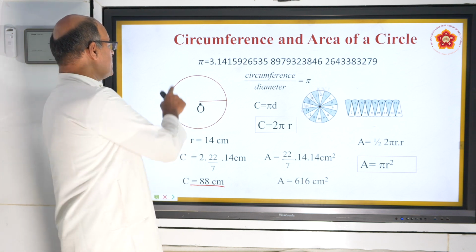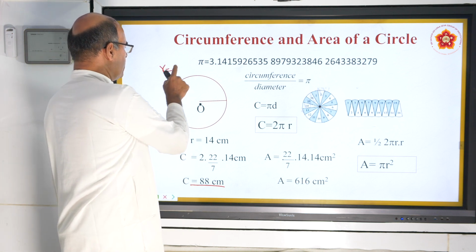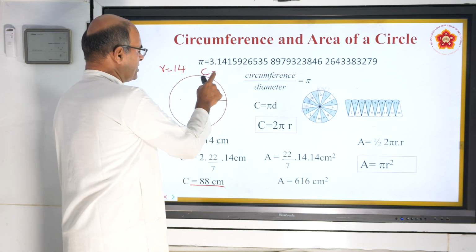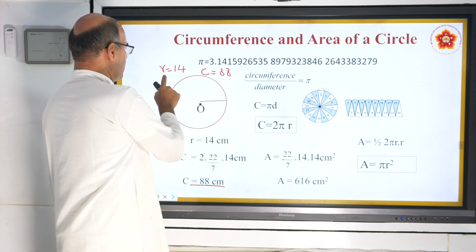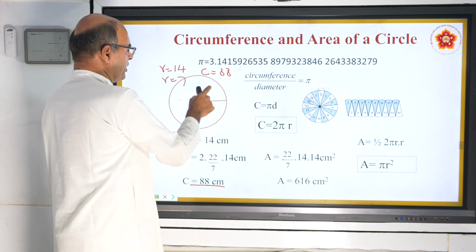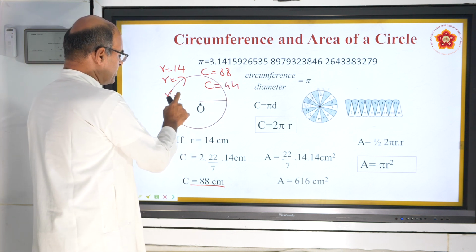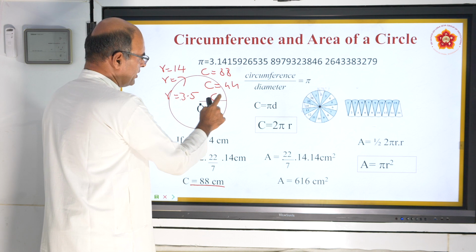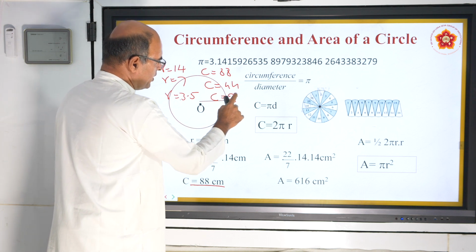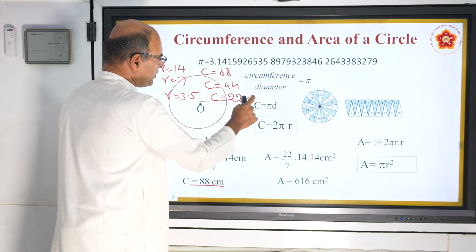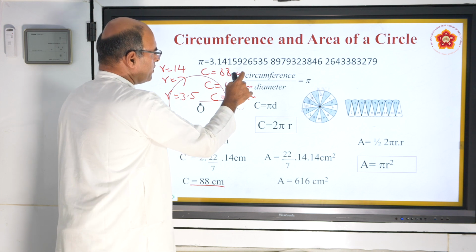So if the radius is 14 centimeter, then the circumference is 88 centimeter. If the radius is 7 centimeter, then the circumference is 44 centimeter. If the radius is 3.5 centimeter, then the circumference is half of this, 22 centimeter. So you can remember these values.